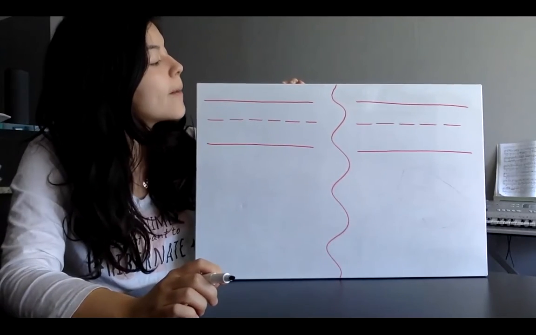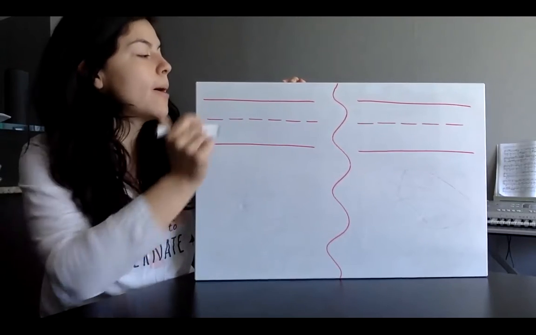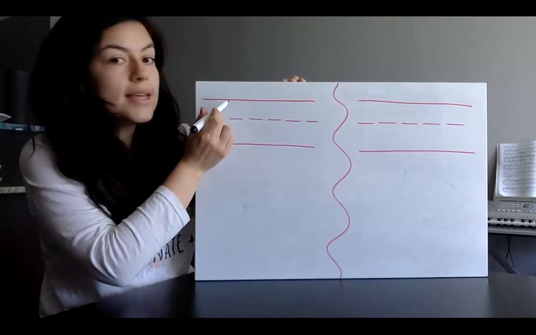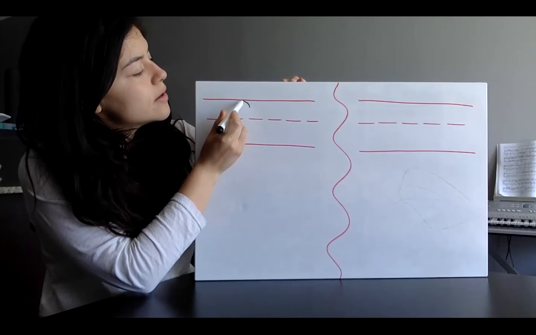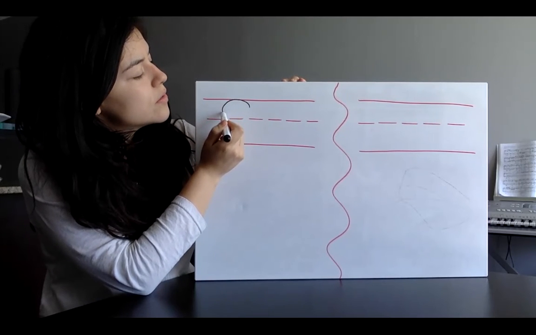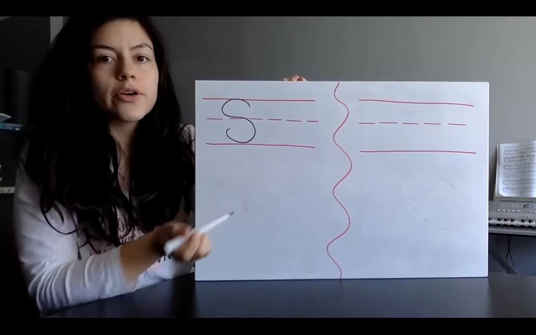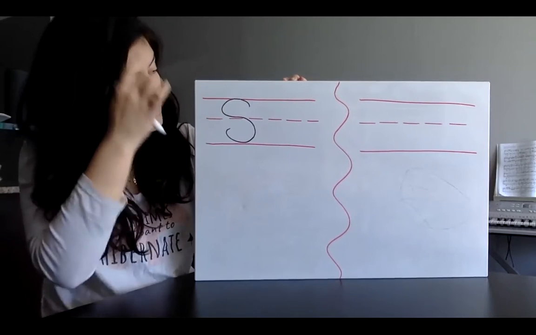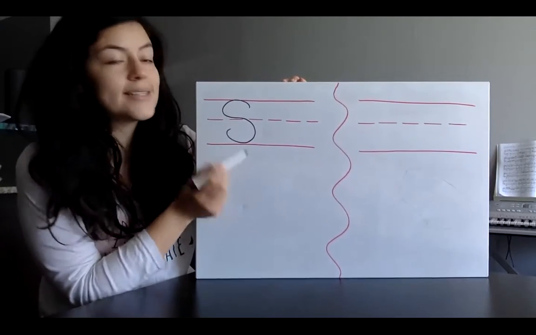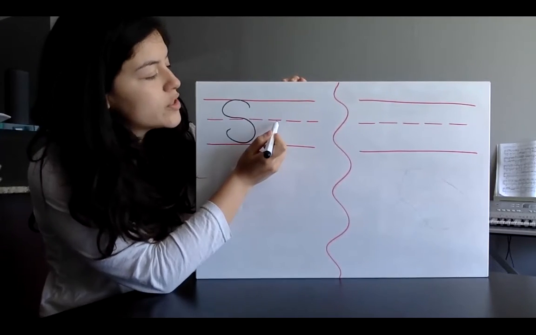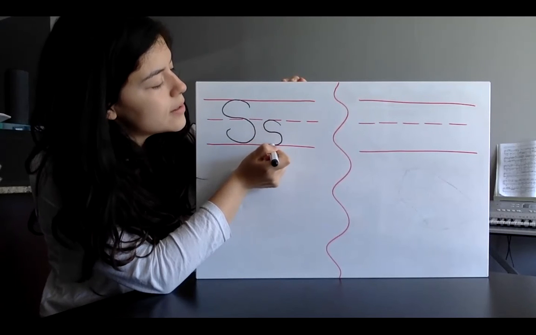Now we're going to write the uppercase and lowercase versions of the letter S together. Remember, uppercase takes up the entire space. So the S starts here, goes through the middle, and curves back up like a curvy snake. Now the lowercase s looks just like the uppercase, except it takes up half the space. So we're going to start at our midpoint line, up, down, and up again.